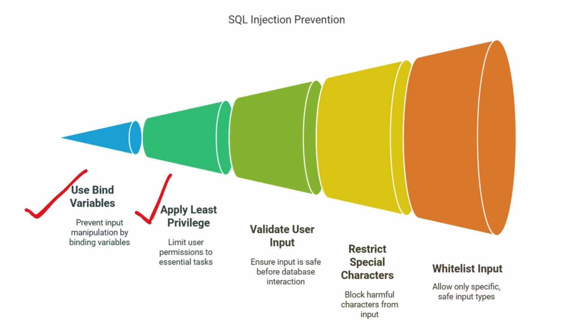If an attacker compromises a low-privilege account, they should not be able to modify or delete critical data. And administrators should use separate accounts for database management rather than application access. Another important defense is validating user input before allowing it to interact with the database. For example, restrict special characters like single quote, double quote, dash dash, and semicolon.